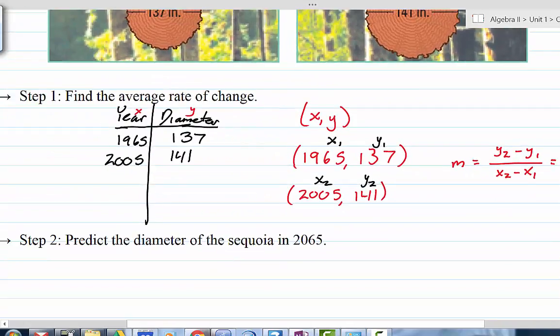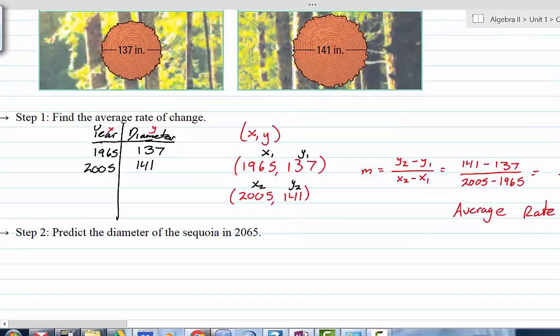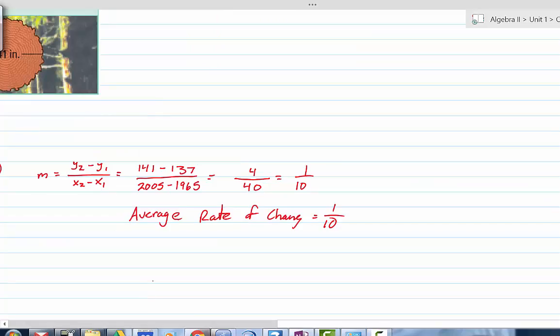So we have those parts. We can find our average rate of change. Now we can actually predict the diameter of the sequoia in 2065. First, let me say that the average rate of change is 1/10 of an inch per year. That's the change that it's making.